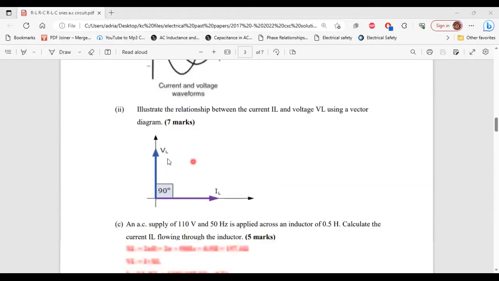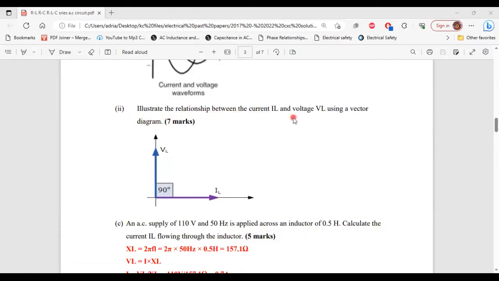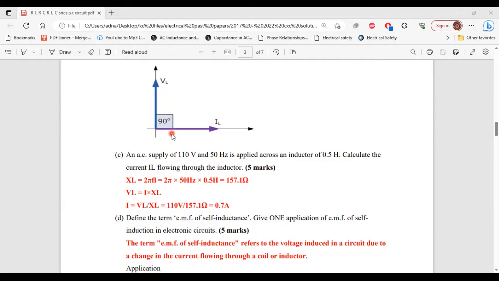For part 2, it says illustrate the relationship between the current and the voltage using a vector diagram. So here we have the diagram. On the vertical side, we have VL, and on the horizontal side, we have IL, and the angle between both is 90 degrees. Remember that for the purely inductive circuit, the current lags the applied voltage by 90 degrees. So that's it for part 2 of B.